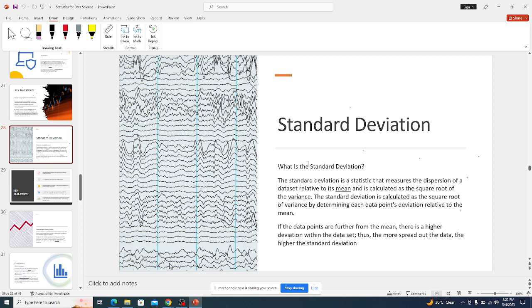So for variance, of course, we discussed that at length, and we saw that variance basically shows us how our data points are spread away from the mean, or are distributed away from the mean.